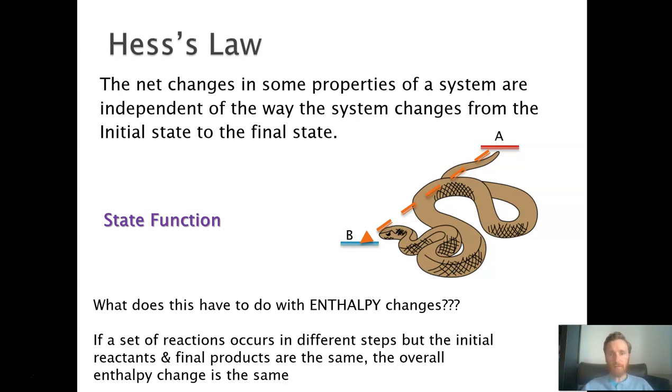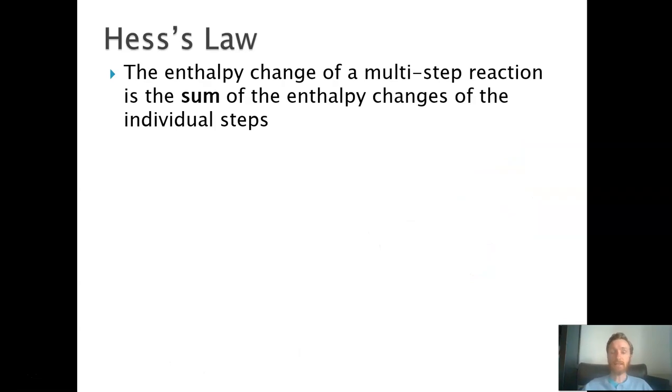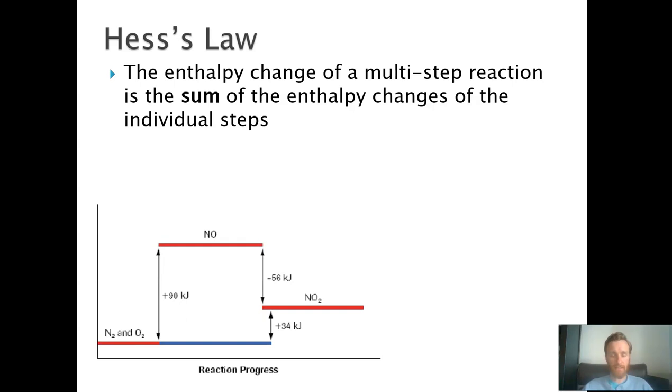So what does that have to do with enthalpy changes? Well, even if a set of reactions occur in a different way or set of steps, the reality is that if the final products and reactants were the same, then the overall enthalpy change is the same. So what does that look like? Well, Hess's law states the enthalpy change of a multi-step reaction is the sum of enthalpy changes of the different steps. So if we look at our example in the diagram, we're just going to look at a potential energy diagram. If you don't know what these potential energy diagrams look like, or are trying to make sense of them, you can look at one of my previous videos on enthalpy changes.